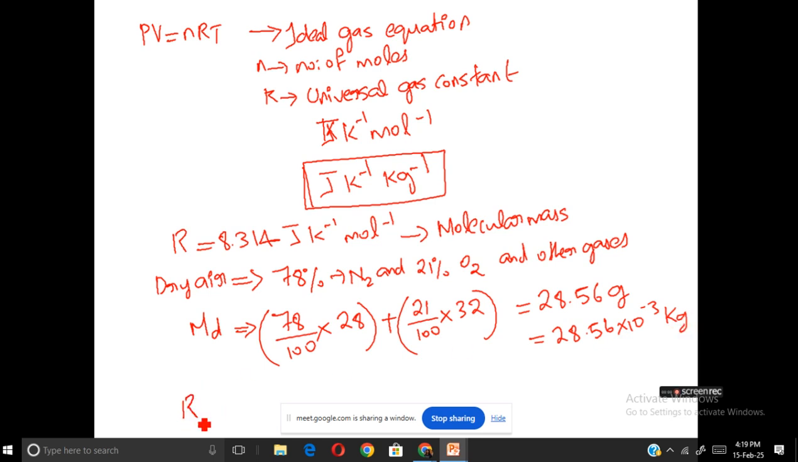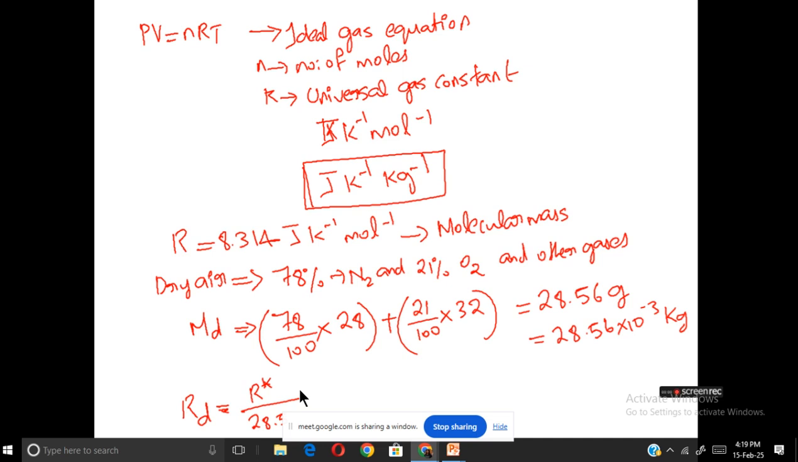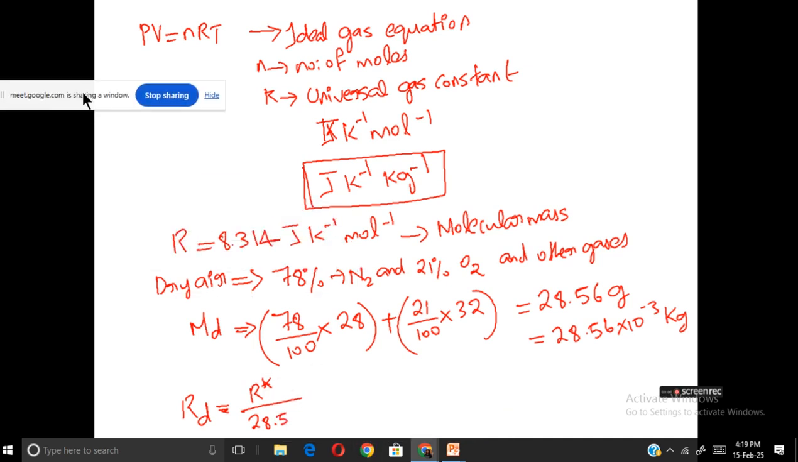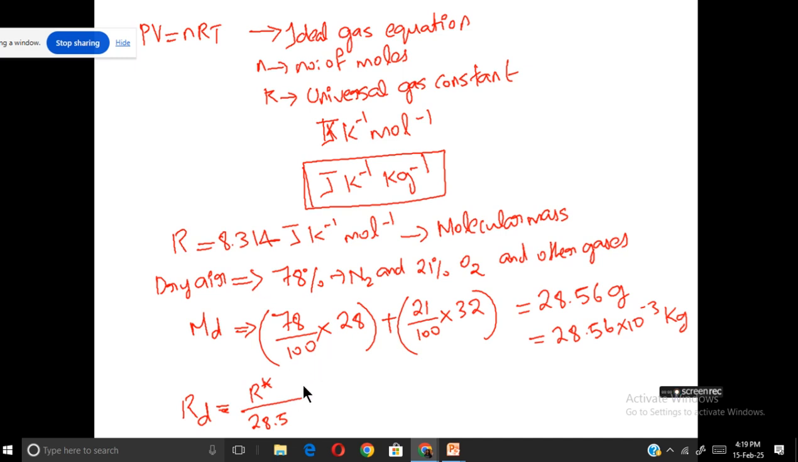Now if we want to calculate RD, the specific gas constant, it is the universal gas constant divided by the molecular mass of dry air, 28.56. So it will be R star by 28.56, which is 8.314 divided by 28.56 × 10^-3. How much will it be?